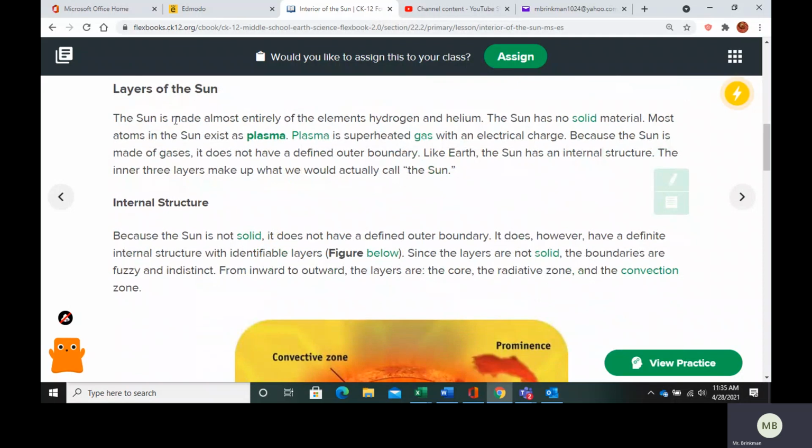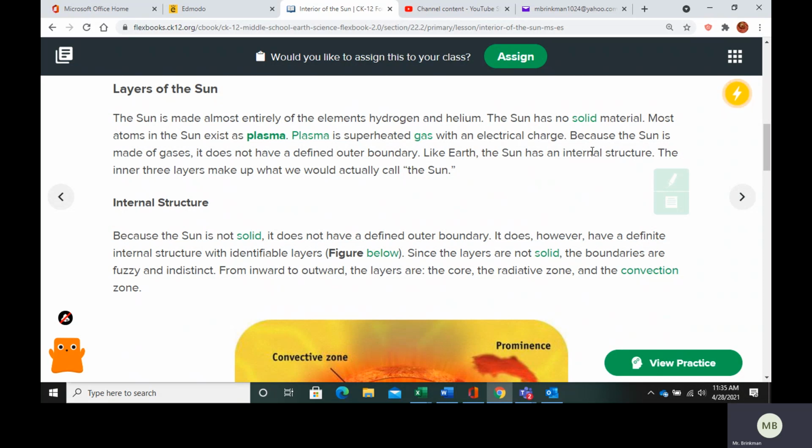So the sun is made almost entirely of hydrogen and helium. The sun is made mostly of plasma. Plasma is a state of matter. We don't talk about that often, but it's basically a superheated gas with an electrical charge. Because the sun is made of gases, it doesn't really have any well-defined boundaries.